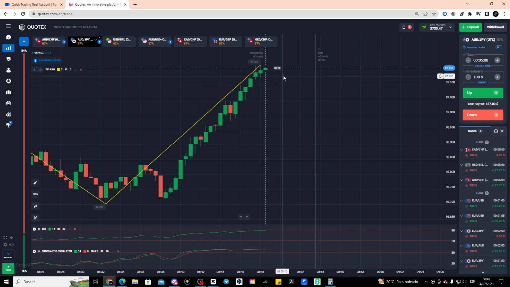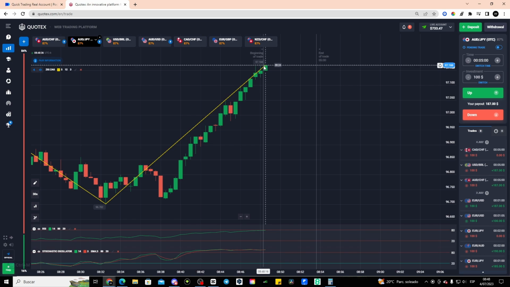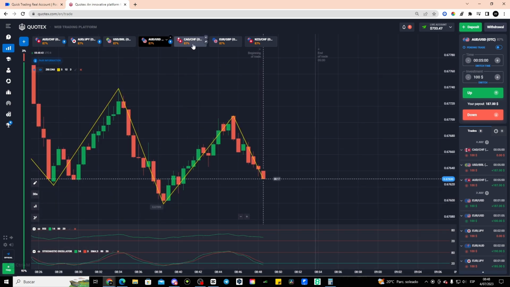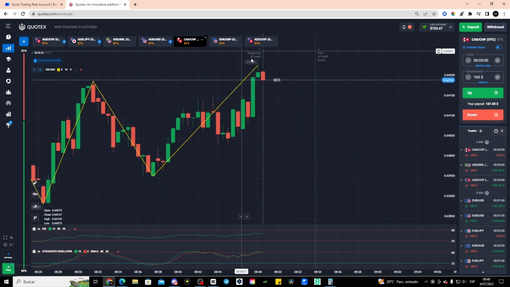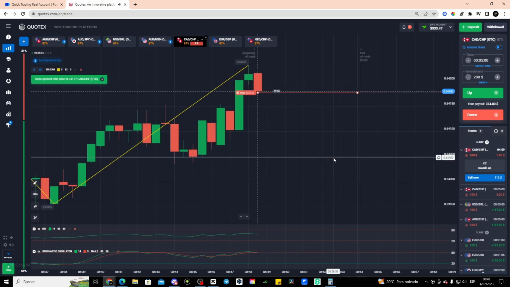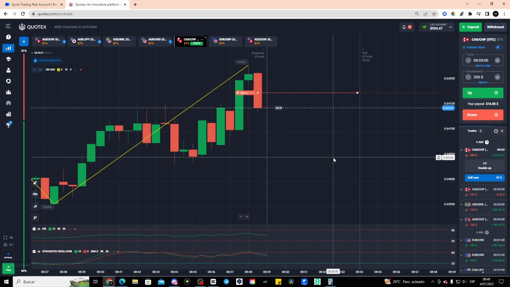And maybe we can trade using this strategy. Okay, I think this is a good one. We have the pattern here. We can trade for a down direction for the next 5 minutes. Let's change the amount to 200 to recover the losses that I had previously. And let's wait to see how it ended.